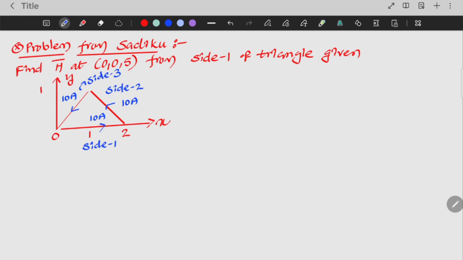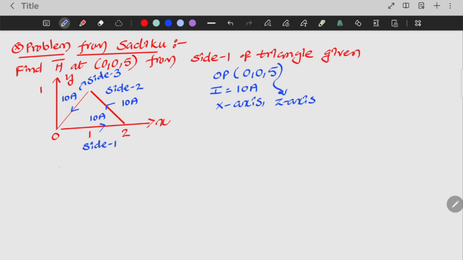The given data I will write here. OP is (0,0,5), which means it is on the z-axis. And the current value I is 10 amperes, passing along the positive x-axis from 0 to 2. So we need the x-axis and the z-axis also, but there is no requirement of the y-axis. So you can redraw the diagram by involving the z and x-axes.